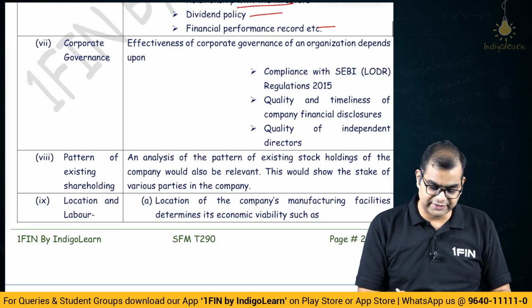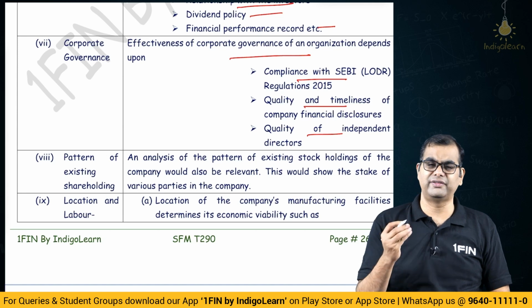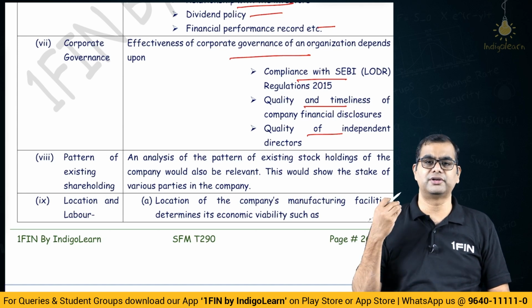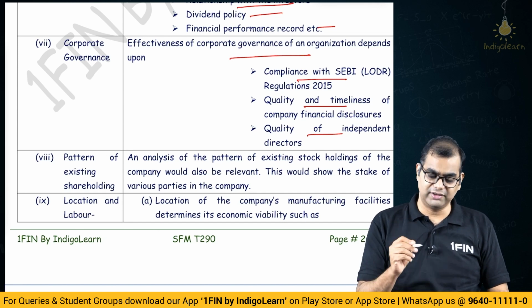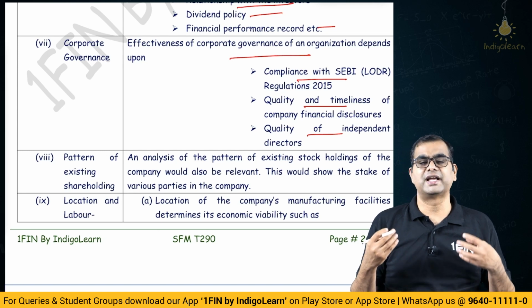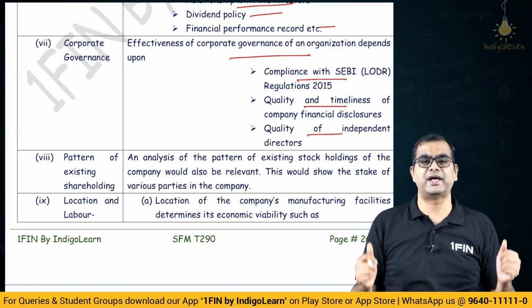Then corporate governance. Effectiveness of corporate governance depends upon compliance with SEBI, quality of disclosures, quality of independent directors. This is a very, very key aspect in today's day and age when there are a lot of corporate frauds or people losing money. So, if you know that the quality of management and the governance are very good, then people typically take bets. Examples are companies like HDFC or ICICI or Asian Paints, which have very, very high quality management.